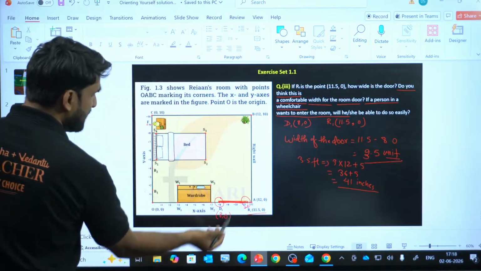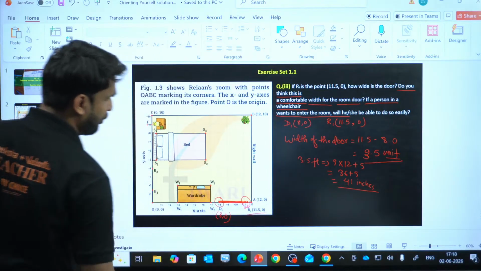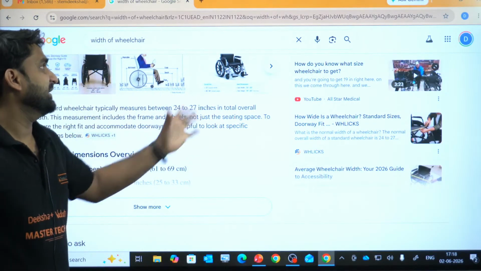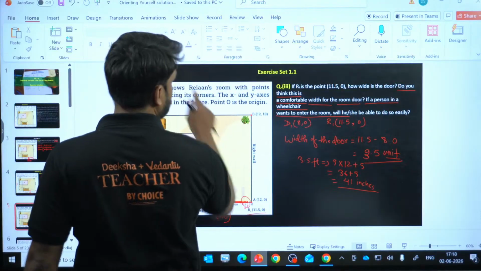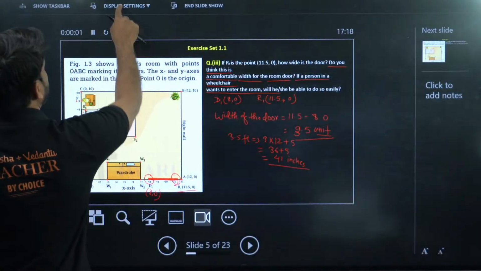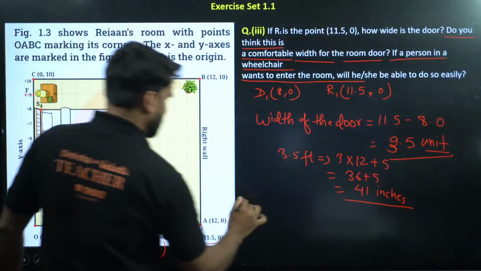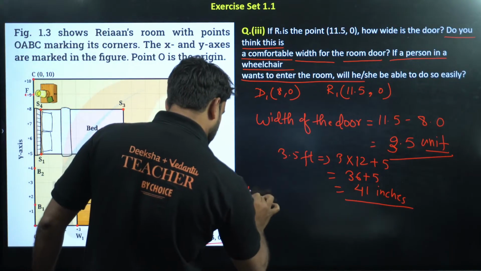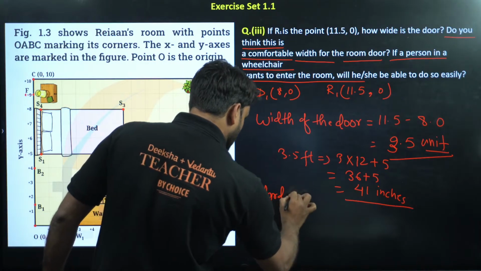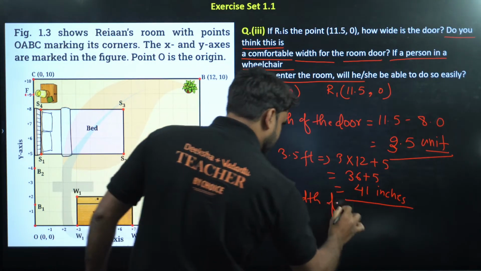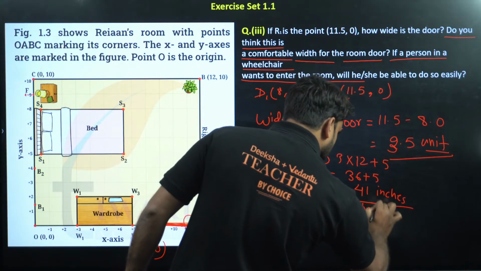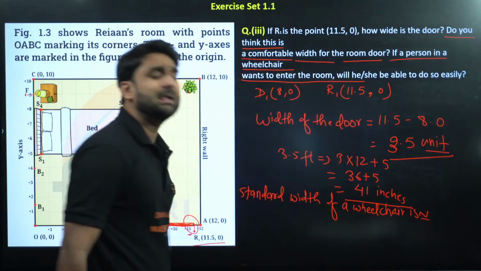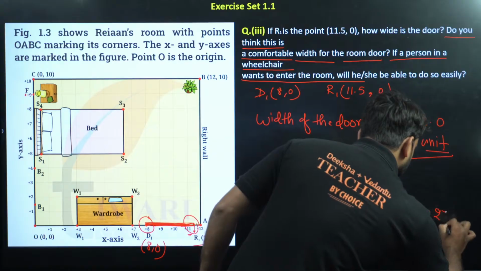So 41 inches, this is the width of the room, and the standard width of the wheelchair is all about 24 to 27 inches. So we can say here this width is enough, this width is comfortable. Standard width of a wheelchair is approximately how much? 24 to 27 inches.